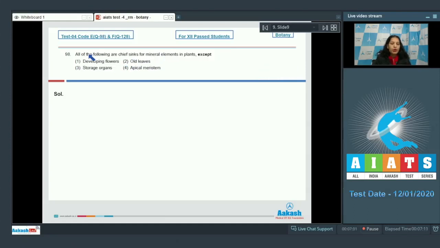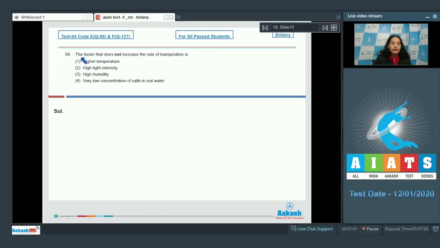Question number 98. All of the following are chief sinks for mineral elements in plants except developing flowers, old leaves, storage organs or apical meristem. Chief sinks are those parts of the plants where minerals are required. And the senescing or the older parts, they do not require minerals. Developing flowers, of course, because they are young, they are developing, they will need the minerals. Storage organs, definitely. Apical meristems, yes. Older leaves, no. So the correct option for the given question is option number 2. Let's move to the next question.